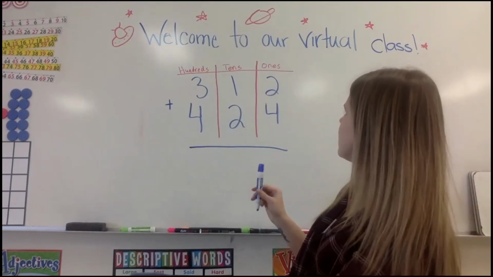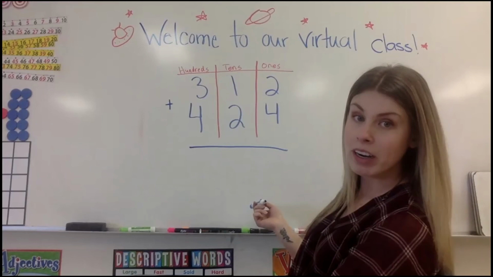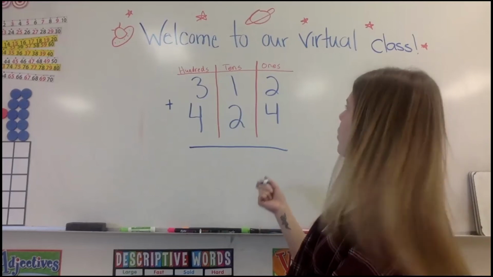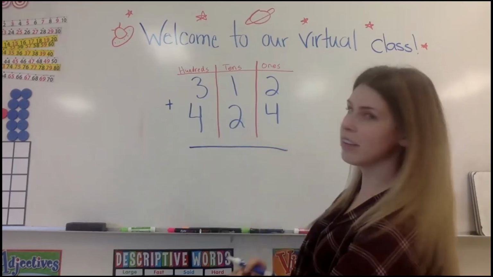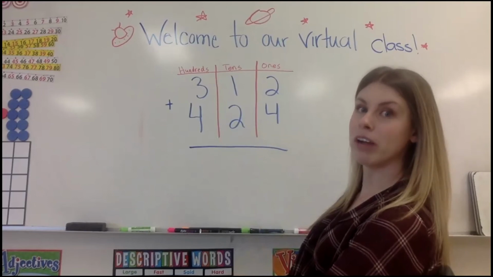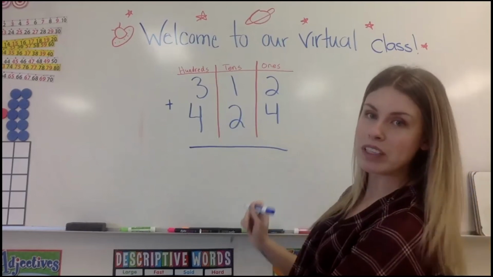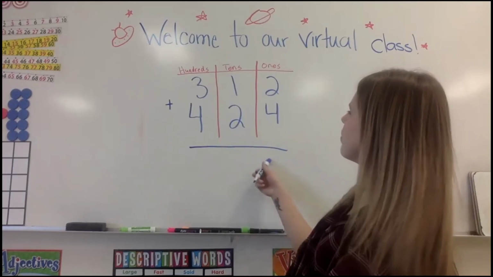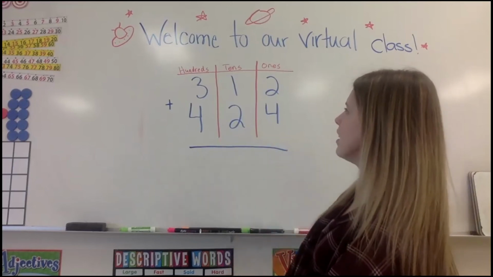All right. So I'm not sure if you remember, but I'm going to ask anyway, which column do we start with? Whoa, you're right. The ones column. We always start with the ones column. That way, if we have to trade any of these numbers, then we can.